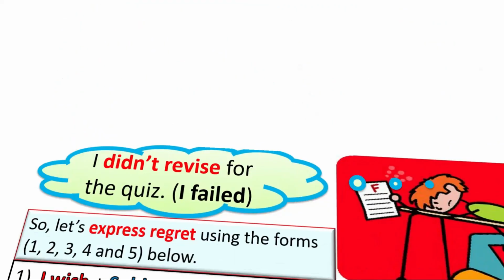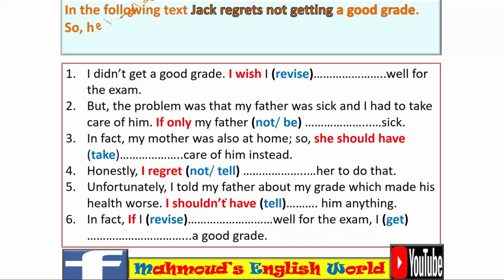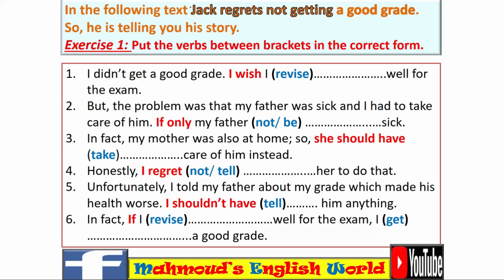Another exercise that you're going to do, and this is a guy whose name is Jack, is writing this story for you. So Jack regrets not getting a good mark, a good grade. So he is telling you his story. What you're going to do is putting the verbs between brackets in the correct form. These are the verbs we have, revise, not be, so put them in the correct form here. Have 4 minutes, do it, then you come back to correct.